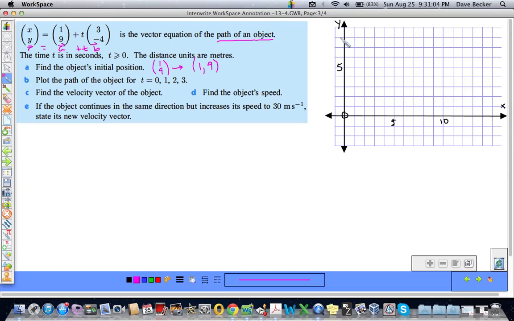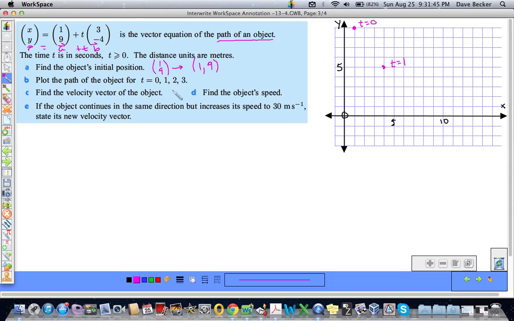Okay, so for t equals 0, we already have, oops, that's not 0. Hold on, I can fix that. Okay, and boom. All right, at t equals 0, we have the point (1, 9). So that's up here. For t equal to 1, replace t with 1 here. 1 times 3, 1 times negative 4. So 1 plus 3 is 4, 9 and negative 4 is 5. And that gives us (4, 5). 1, 2, 3, 4, 5. Okay, so this was at t equals 0, and t equals 1.